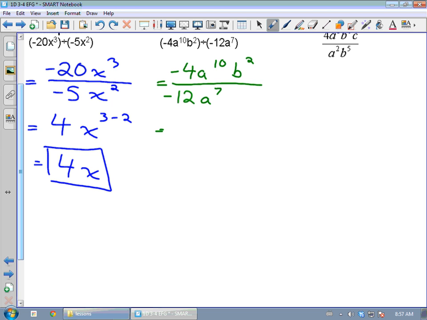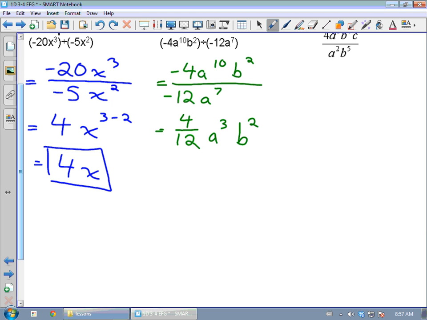Okay, now I can do my division. Negative 4 divided by negative 12. Now that's not going to divide evenly. Okay, so I'm just going to say, well, I got a negative divided by a negative. That's going to give me a positive. And I'm just going to write this as a fraction. 4 over 12 right now. I've got a to the power of 10 divided by a to the power of 7. What's going to be my new exponent on a here if I do that subtraction? 3. And what do I do with this b squared? Well, this is b squared and nothing down here, so this just stays as b squared.